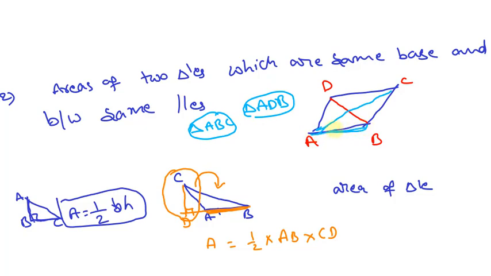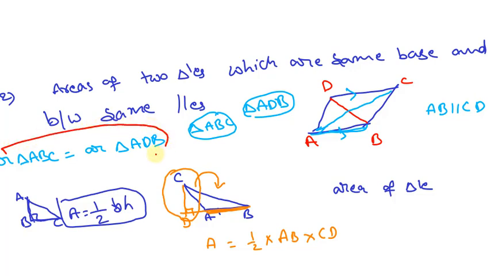They have the same base BC and are between the same parallels, AB and CD. So whenever two triangles have the same base and are between the same parallels, their areas are equal. That means area of triangle ABC is equal to area of triangle ADB. If the students understand these two concepts, then they won't be confused while proving this theorem. So I think you got a clear idea regarding the two concepts.